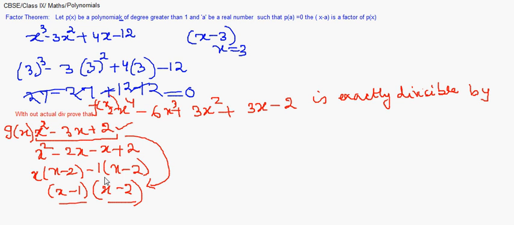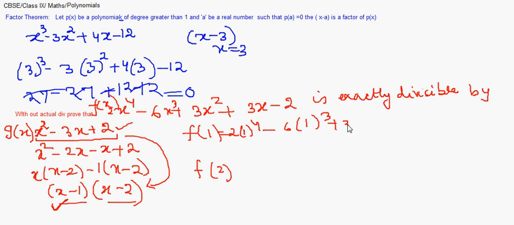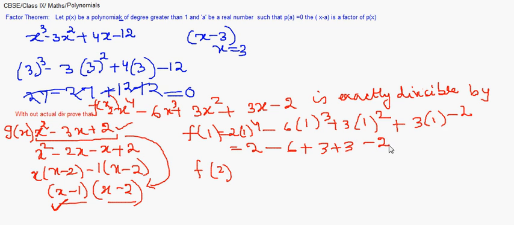First we take up x minus 1. So x equals 1, I substitute in f(x), I write f(1), and here I will be taking f(2). Let's see if the remainder comes to be 0. 2 into 1 to the power 4 minus 6 into 1 to the power 3 plus 3 into 1 to the power 2 plus 3 into 1 minus 2. So it is 2 minus 6 plus 3 plus 3 minus 2, which is 0. So x minus 1 is a factor of the given polynomial.